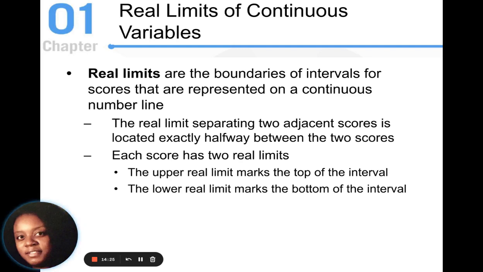So the main thing you want to remember is that when we have real limits, that means we have boundaries for intervals of scores. So 10 to 20, 20 to 30, 30 to 40 on a continuous number line.